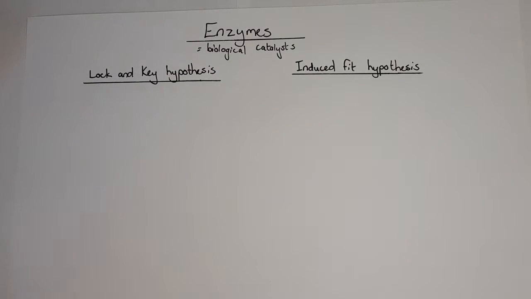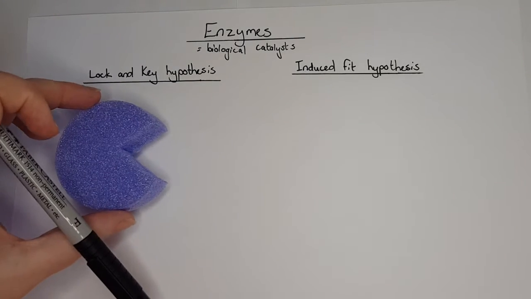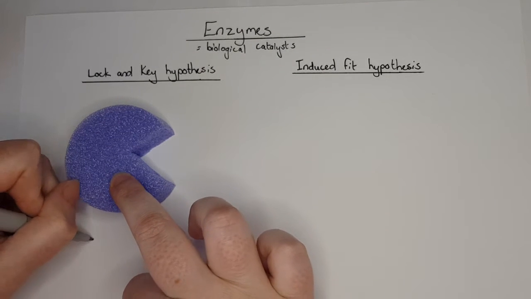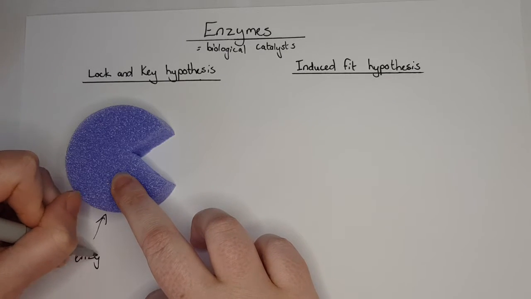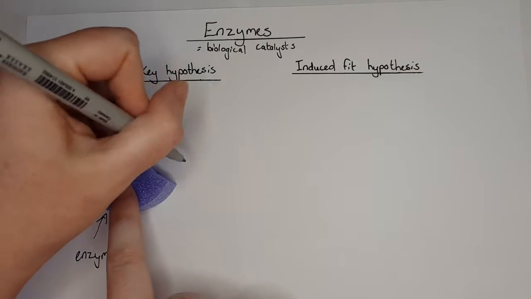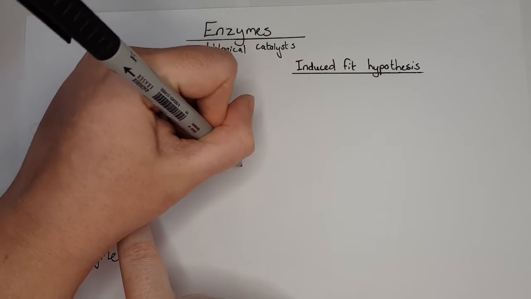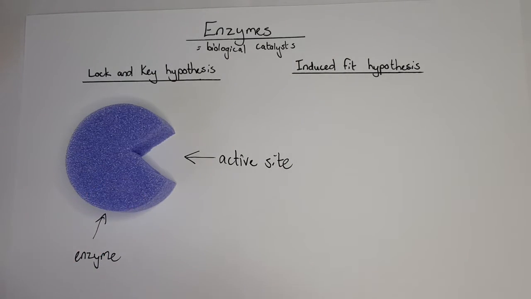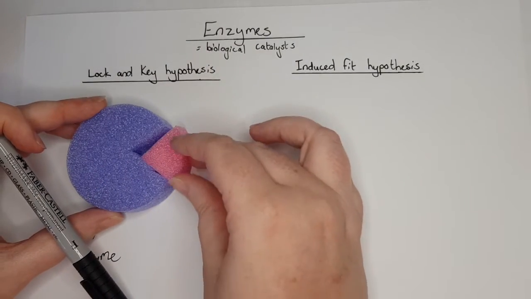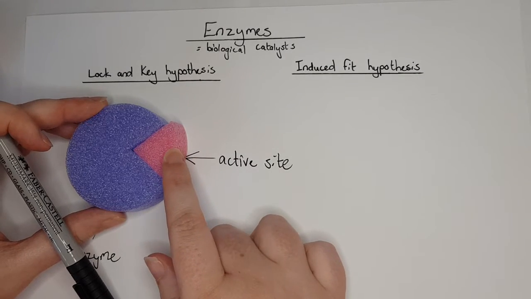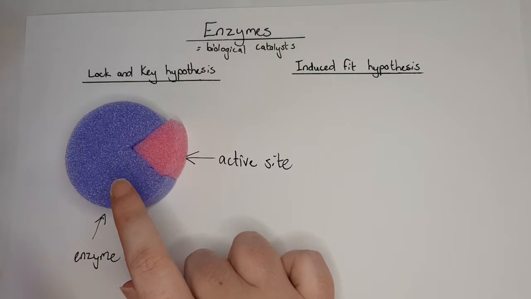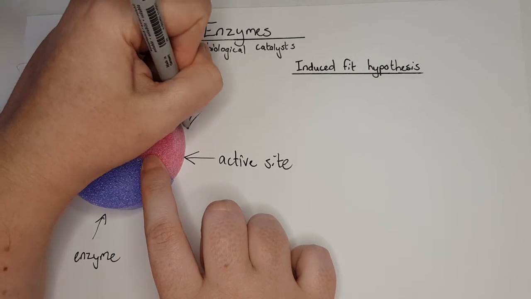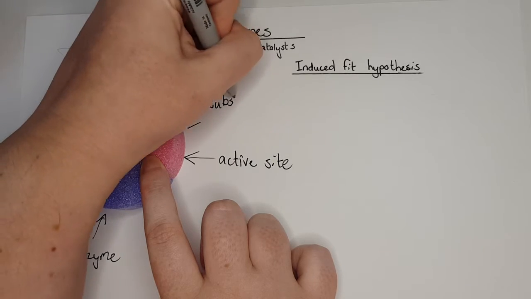So the lock and key hypothesis says that we have an enzyme that has a specific shape that we call the active site. So that's going to be our enzyme. And in that active site, we fit a substrate. So now the substrate fits into the active site perfectly without any adjustment, so that your enzyme can work on it and break it down into products. So that is then our substrate.